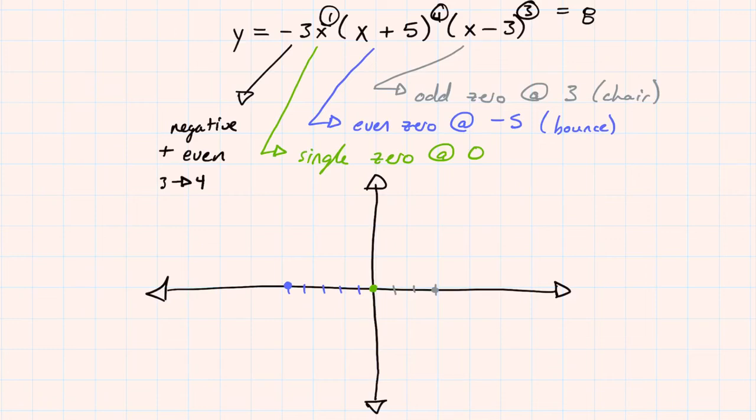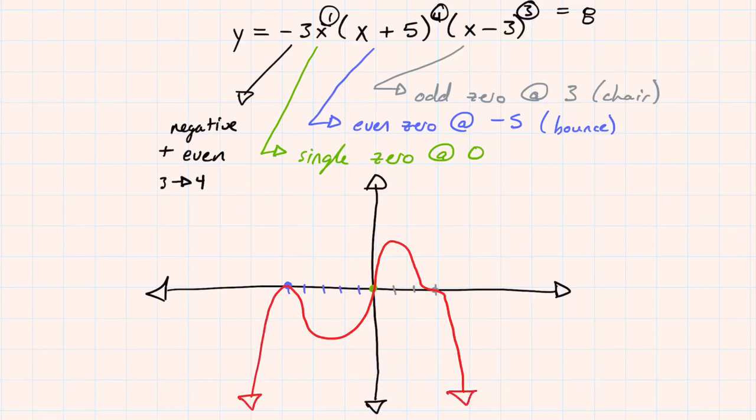But what I usually do is I just look at, okay, the leading coefficient, -3, is negative, so I know I'm going to start actually in quadrant 4, which is at the end, and I'm going to work this backwards. So I'm going to do my chair at 3, I'm going to pass through 0, and I'm going to bounce at -5. And there I have my graph.